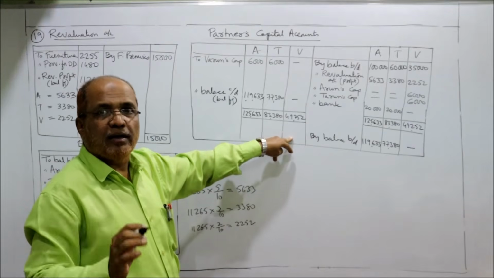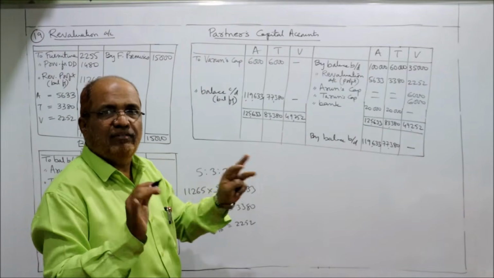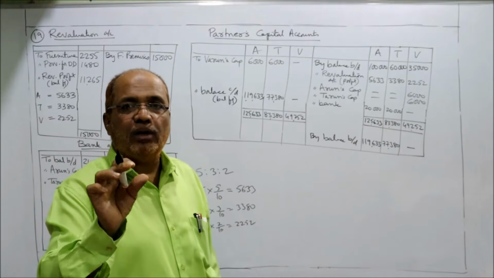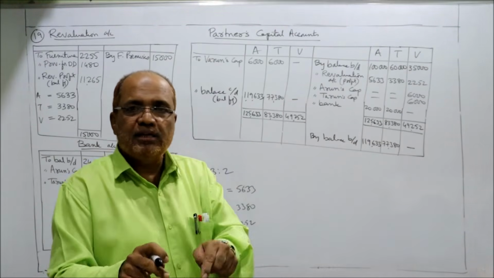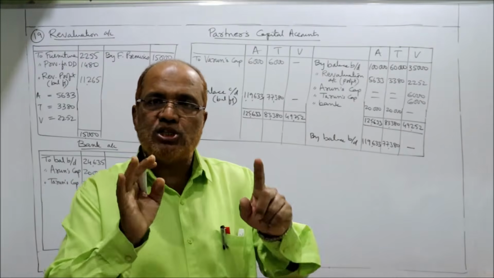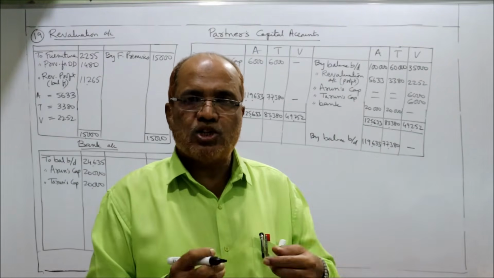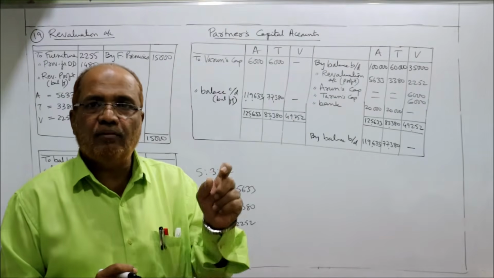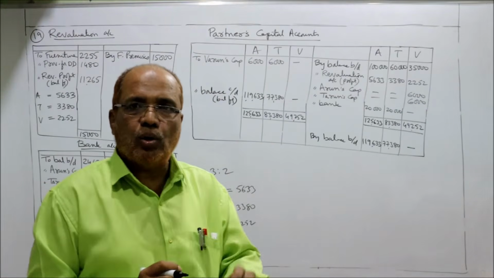Now, this is the amount due to Varun. He is the retiring partner. He is not staying now. He is leaving the partnership. So 49,252 is the amount due to Varun. It is given in the problem that total cash is paid to Varun. So the entry will be Varun's account debit to bank.